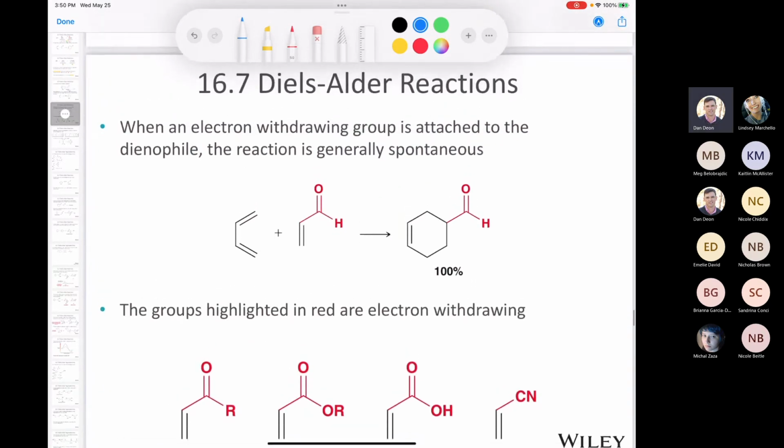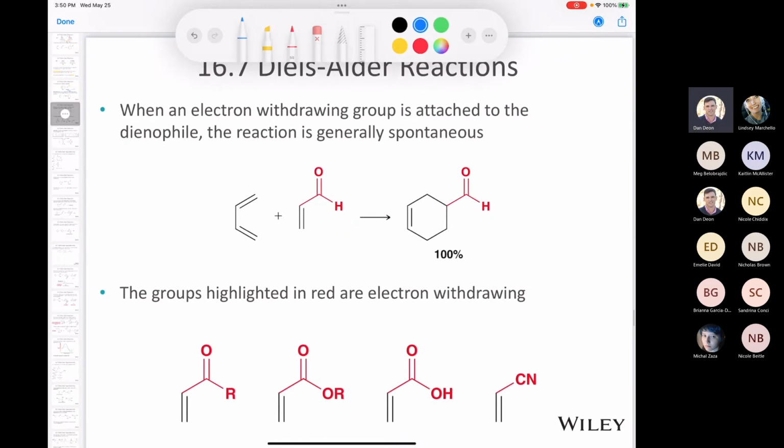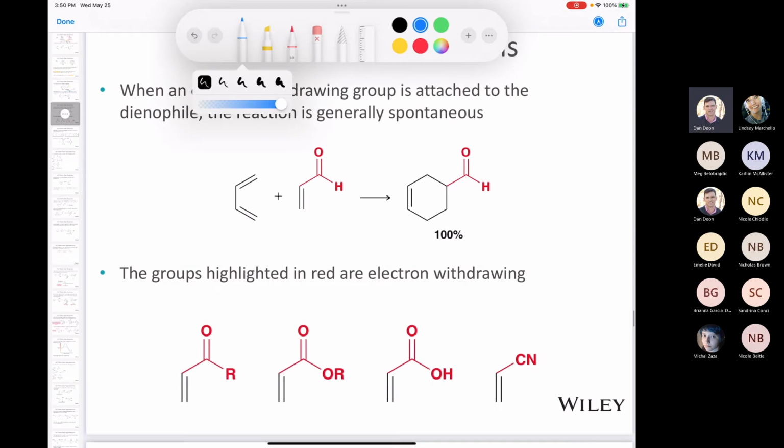It says here a good electron withdrawing group is a carbonyl. When an electron withdrawing group is attached to the dienophile, then the reaction is going to be spontaneous. We know that this carbonyl is electron withdrawing if we just think about resonance, and I'll just draw it for one of these. If you draw the resonance structure here, you end up with something that looks like this, where we have the negative charge over here, our group over here, and we have a positive charge over here. So you can clearly see that the carbonyl is electron withdrawing. There's a dipole going this way. And when we have that electron withdrawing group, the reaction is going to be spontaneous.